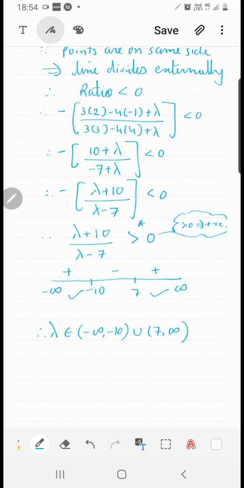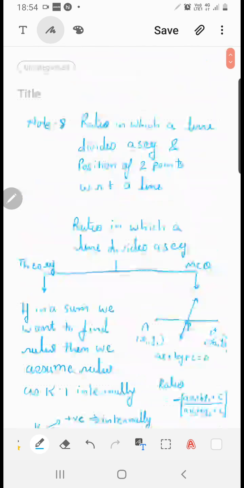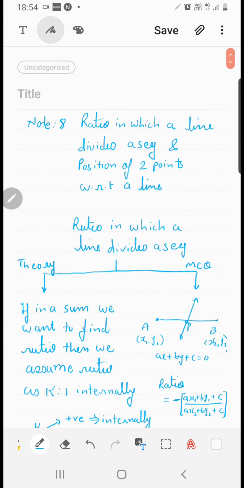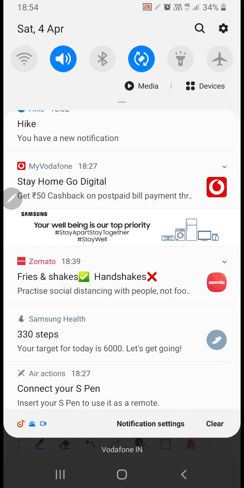Okay, so this is where we come to the end of this note point, where we have studied that if the question is based on ratio, then what to do. And secondly, how to discuss the position of a point with respect to line.